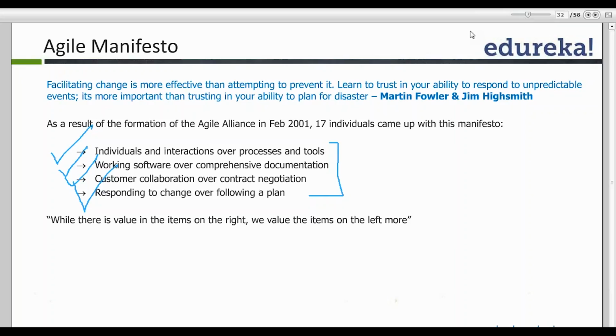Any query on this before we go to the 12 principles? Okay, so this you can see on a site called www.agilemanifesto.org, the website where you can see this document, where the Agile Manifesto document is visible.